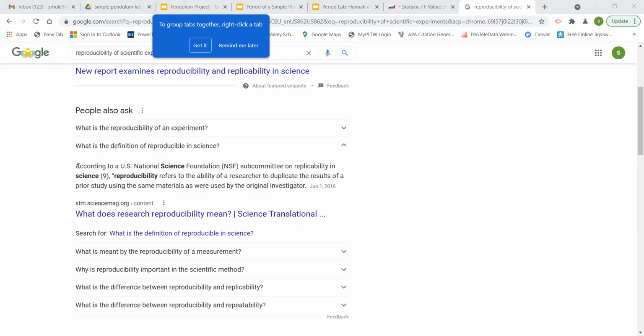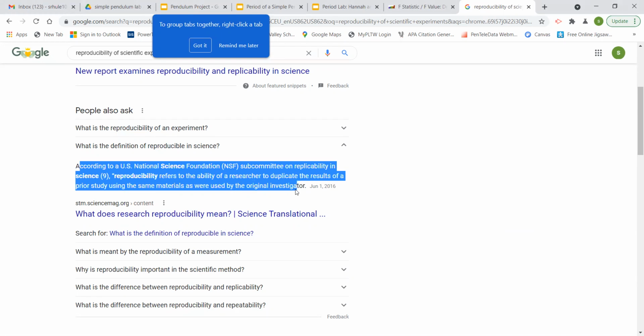So I thought I would start here. It says, according to the U.S. National Science Foundation, which funds scientific research in our country, reproducibility of an experiment refers to the ability of a researcher to duplicate the results of a prior study using the same materials as were used by the original investigator. So a big part of science is describing an experiment so someone else could reproduce it.